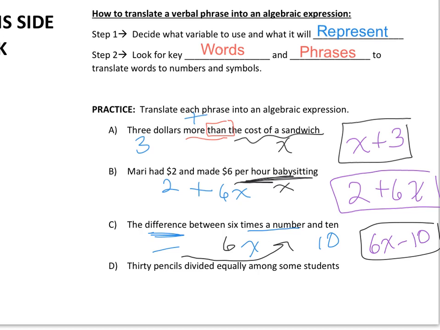And then in letter D, 30 pencils divided equally among some students. So now we see that the key word here is divided. So that means we take the 30 pencils and we are going to divide by the amount of students, that is the unknown. So equally among some students that we don't know. So in this case, our final answer would simply be 30 divided by x. So we could actually write it as 30 over x. So the x represents the amount of students that we potentially could have.